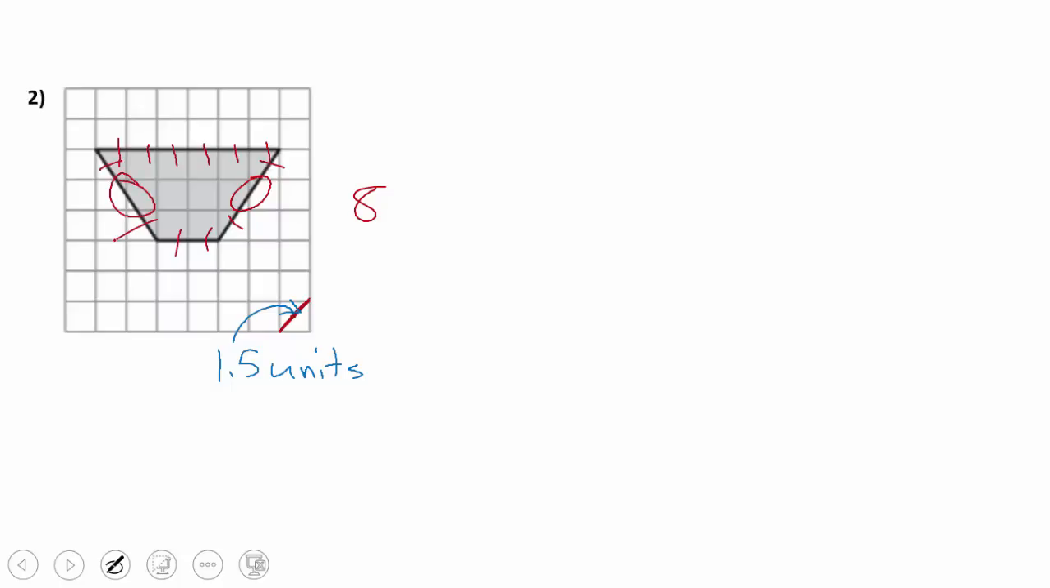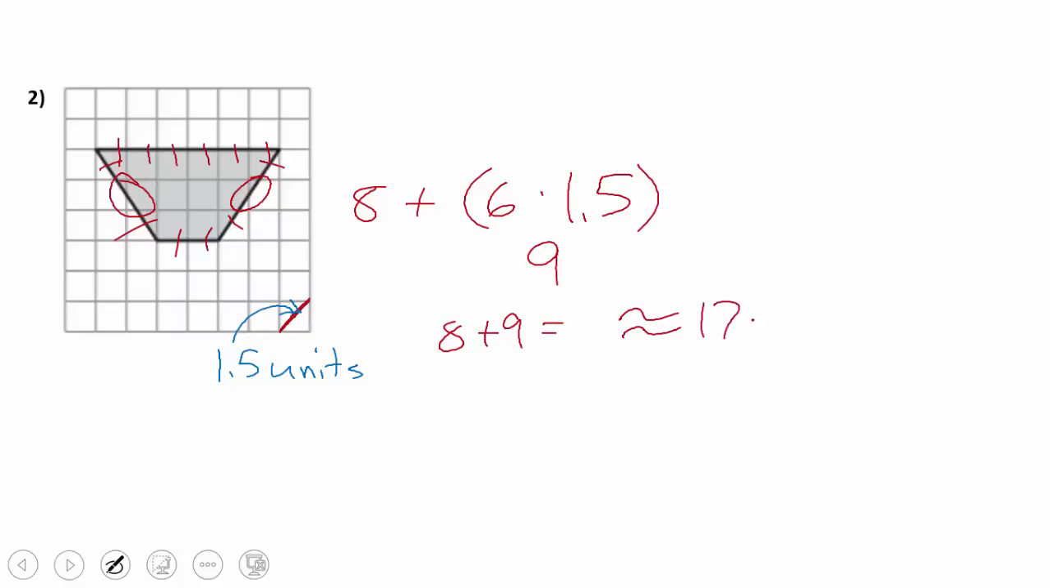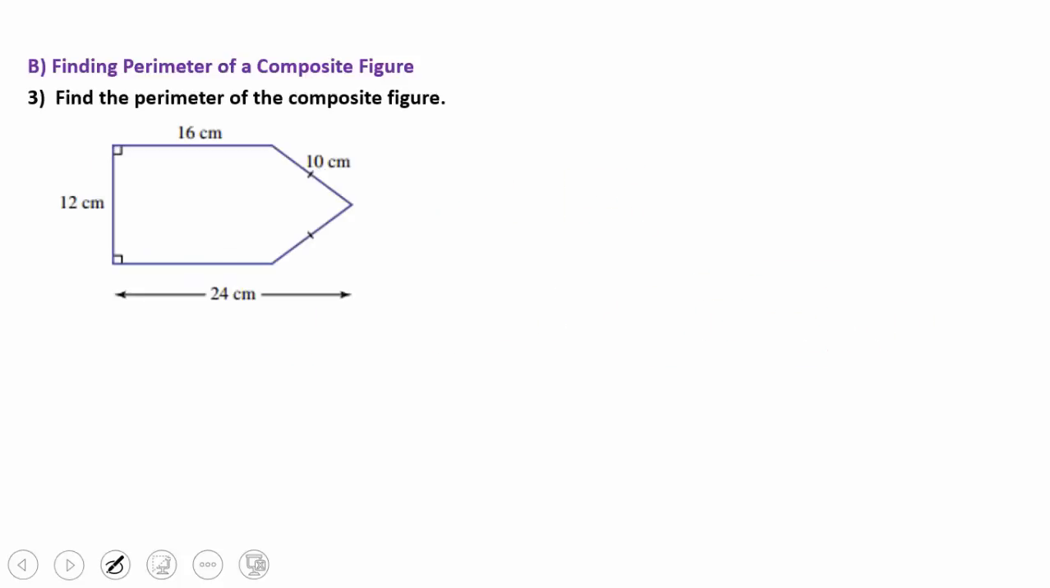All right? So I'm going to add to that 6 times 1.5. 6 times 1.5 is 9. 8 plus 9 is approximately 17 units. I got to use that approximation symbol because it's approximately 17 units in length around the perimeter of that figure. All right? Very straightforward. Let's get into some actual composite figures and find the perimeter.